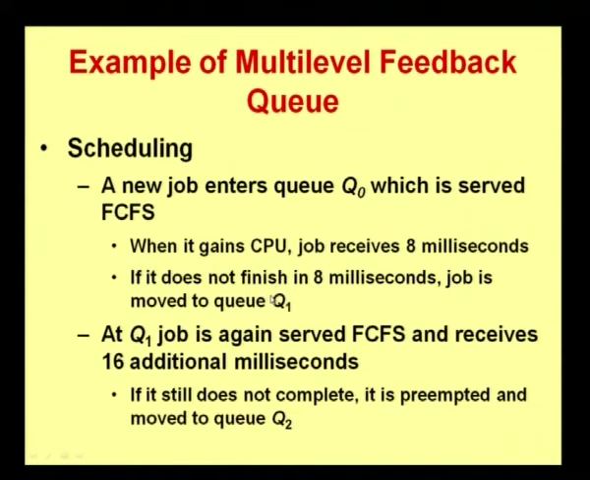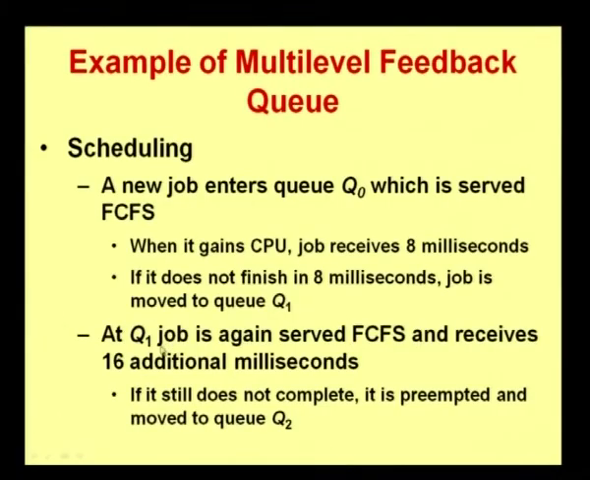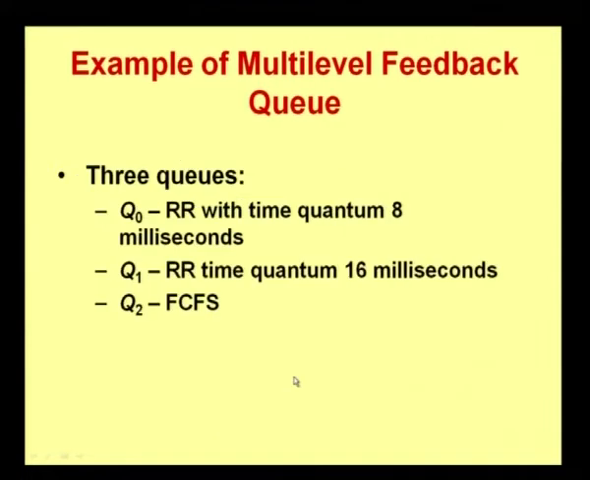That is called a quantum time. If it is not able to get completed, it will move after all the other processes. So that is called a quantum time. Then at Q1, this job is again served with FCFS and receives 16 additional milliseconds. In this problem, Q0 has only 8 quantum milliseconds, whereas Q1 has 16 quantum milliseconds.